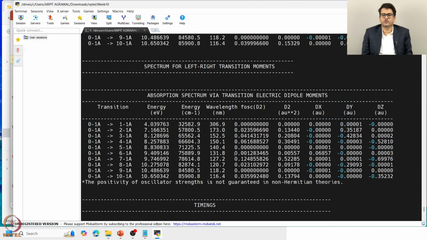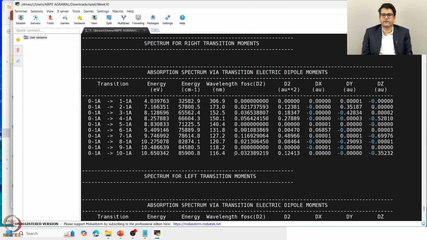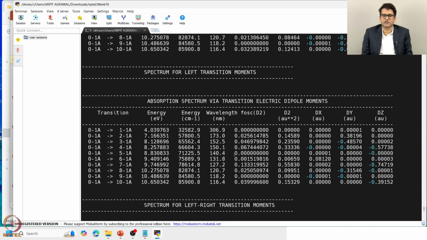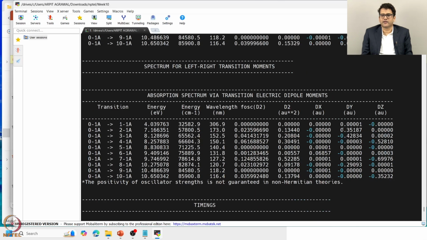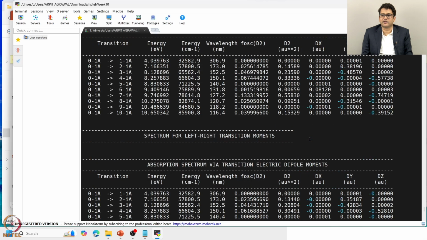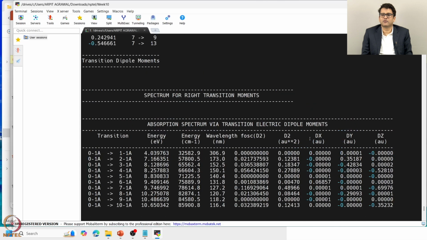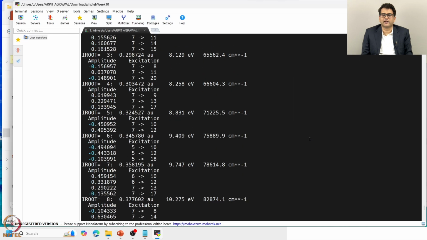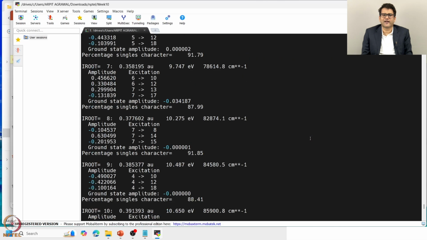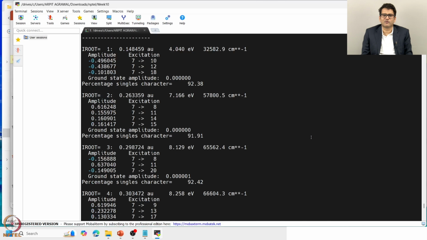In the equation of motion, there are different left and right eigenvectors. So, you will get a left and right transition moment, and this will be the final transition moments. It looks similar to what you will get in a CIS calculation. Even analyzing the excited state is also very similar.